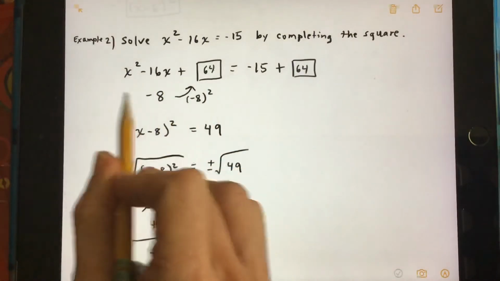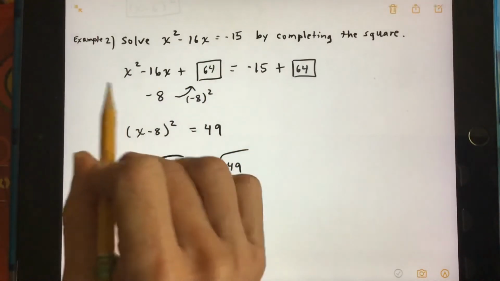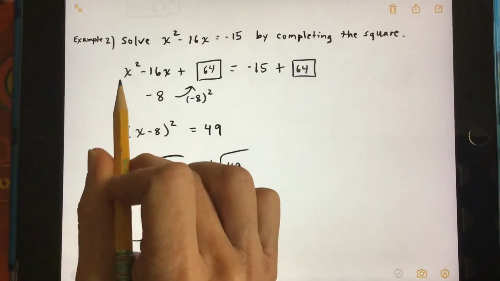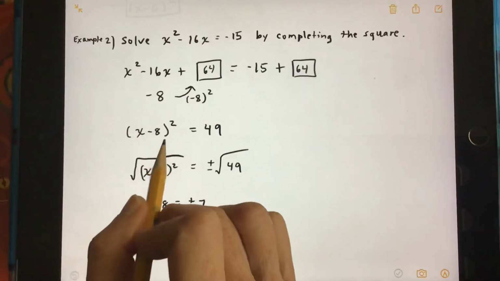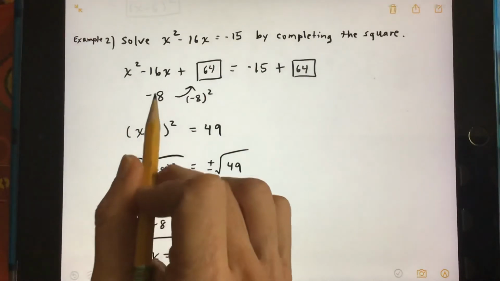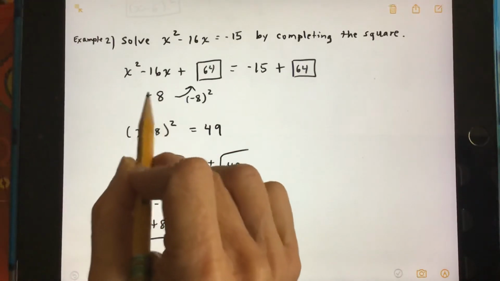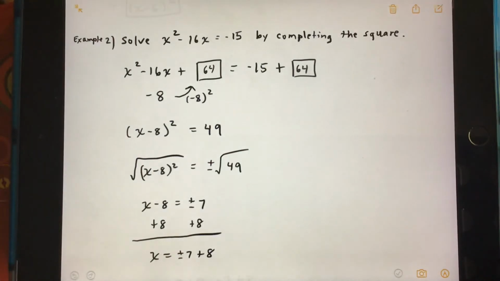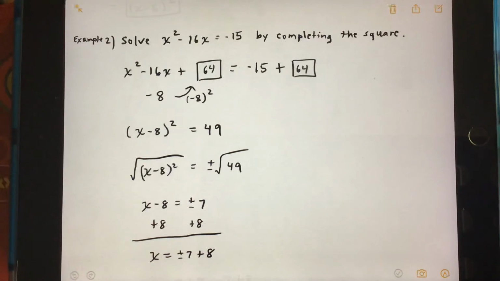Then I'm going to rewrite this perfect square trinomial as the square of a binomial here. So my perfect square trinomial becomes this square of a binomial. They mean the same thing. X squared minus 16x plus 64 is the same thing as x minus 8 quantity squared. To figure out what goes here, I'm always going to pull that number that I see here. It's either going to be plus or minus. I'm going to pull it right into my binomial squared. Then over here on the right-hand side, I'm working out negative 15 plus 64, and I get 49.